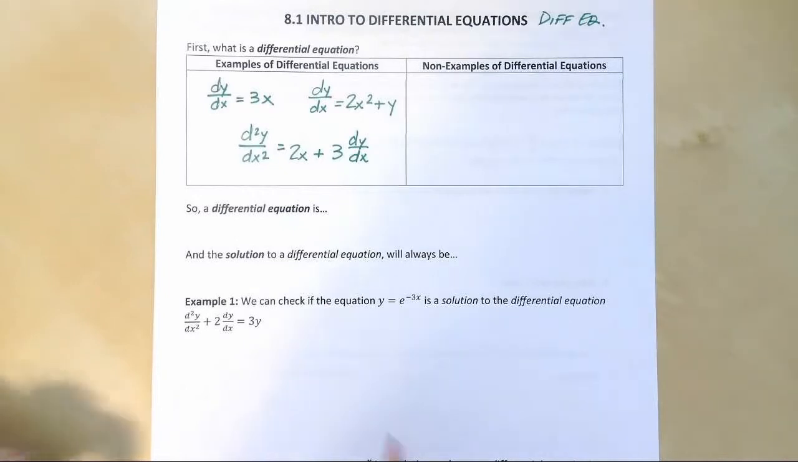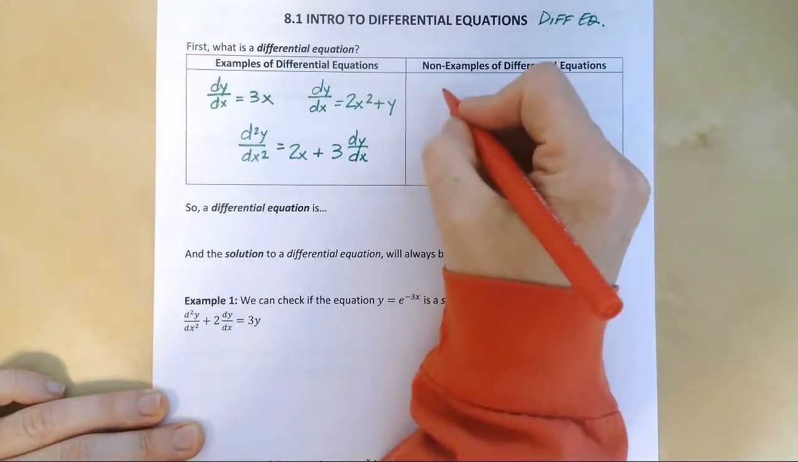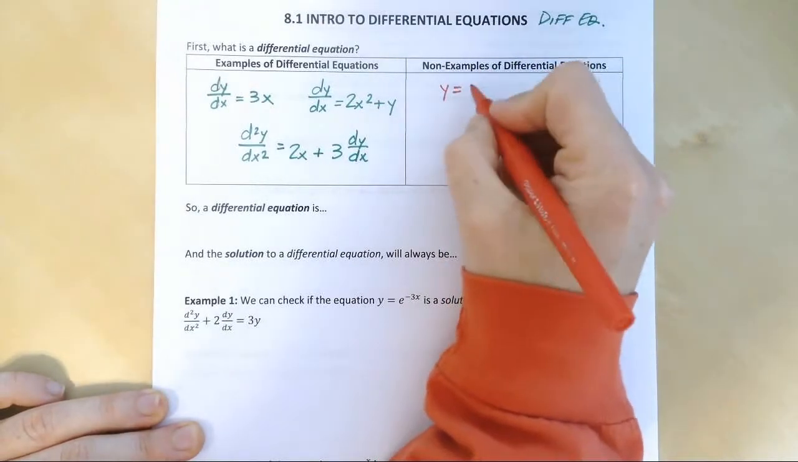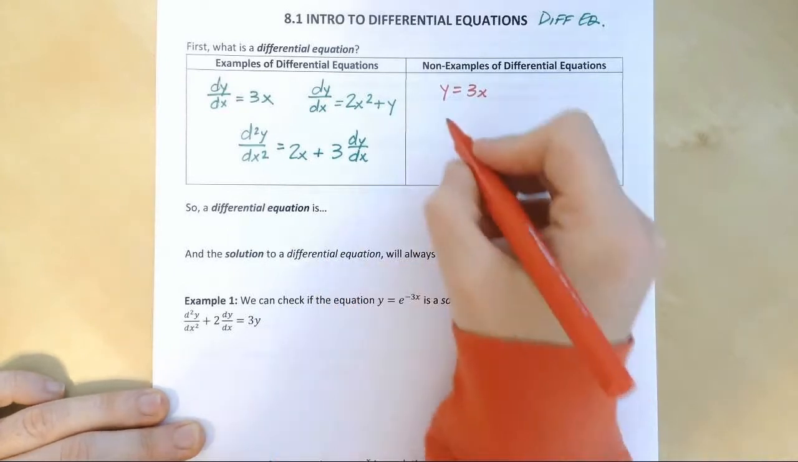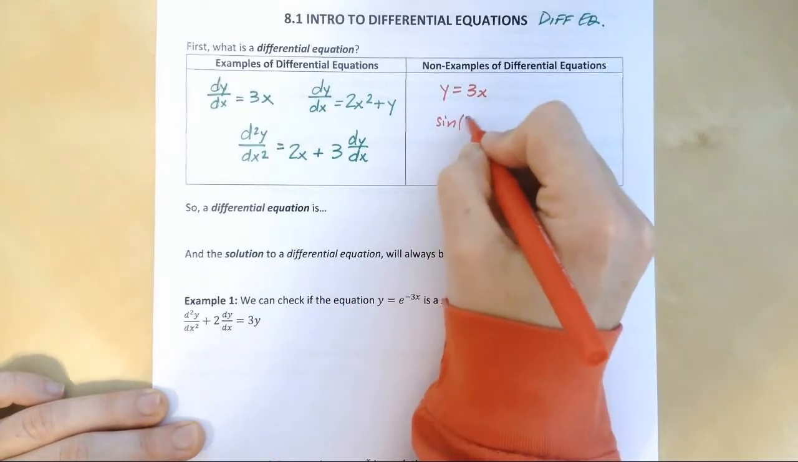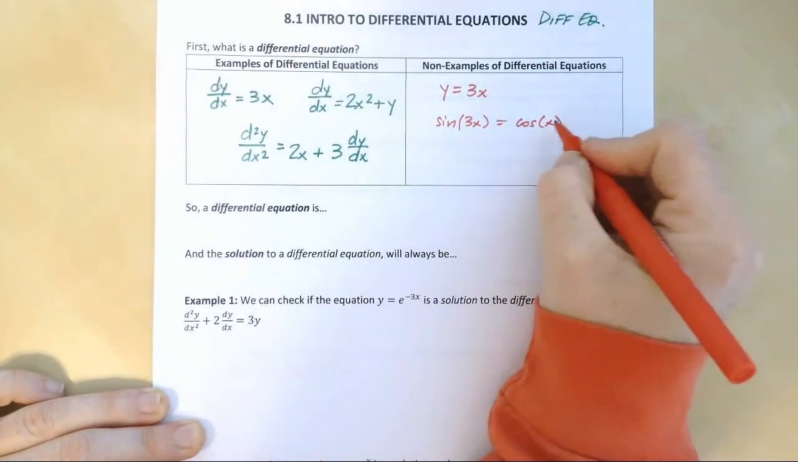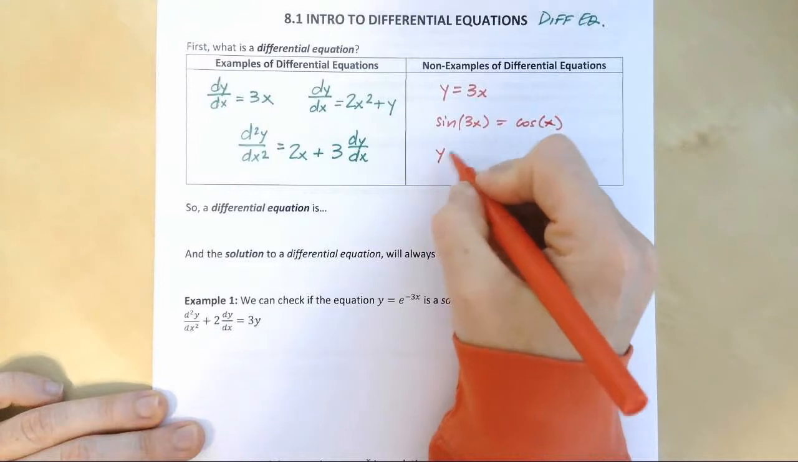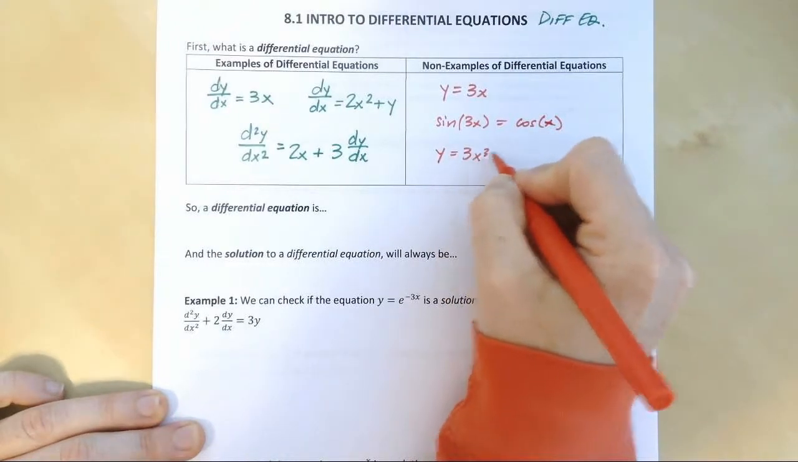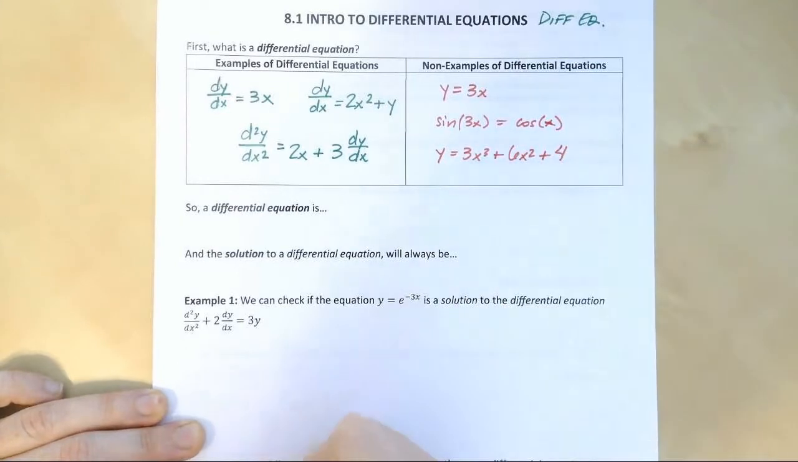Alright, now let's do some non-examples. These are not examples of Diffie-Qs. y equals 3x. That's not a differential equation. Sine of 3x equals cosine of x. This is not a differential equation. y equals 3x cubed plus 6x squared plus 4. Also not a differential equation.